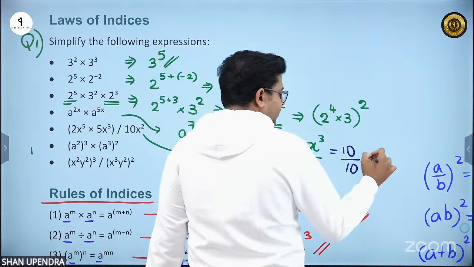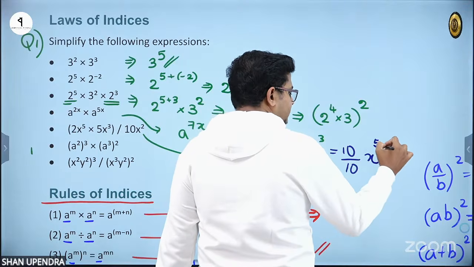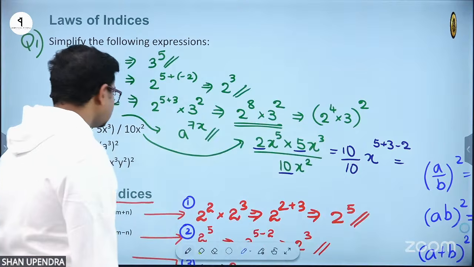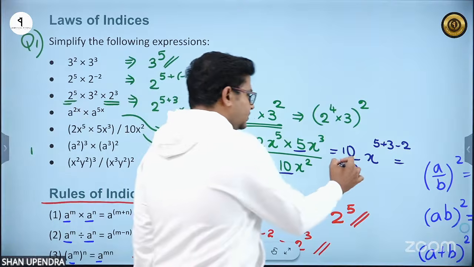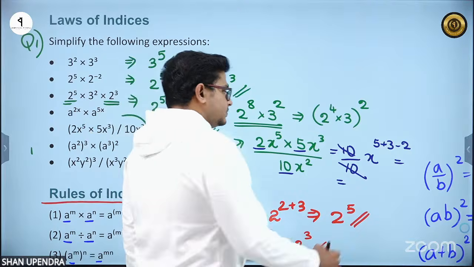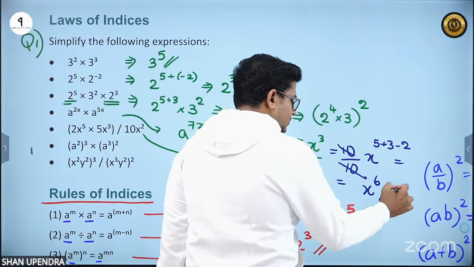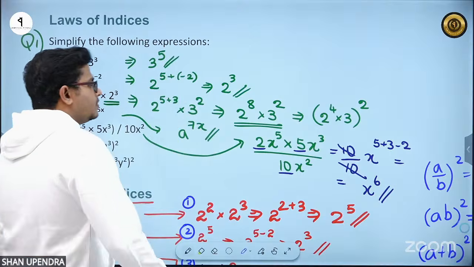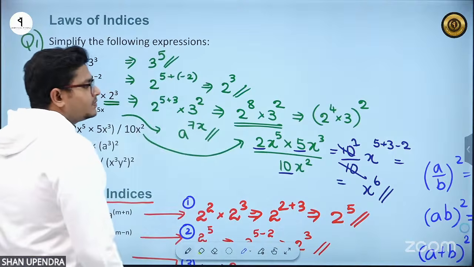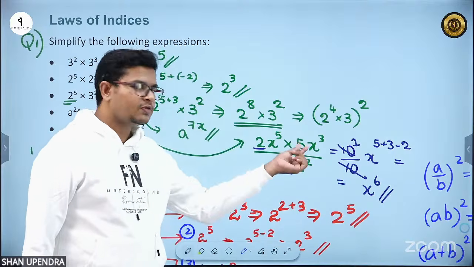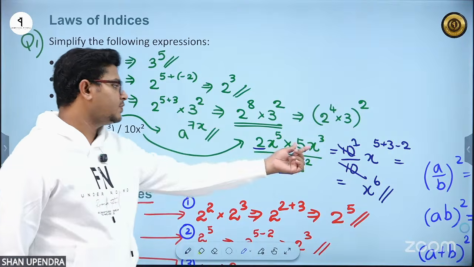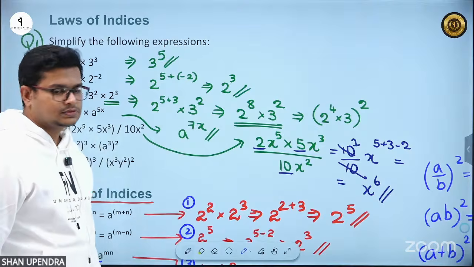So what has happened to the x term? It's 5 plus 3 minus 2. Finally you can represent that one. 10 cancels out, it is 1. So the actual value is now x to the power 6, because this one is 1. Your coefficient becomes 1, 10 divided by 10. So you can calculate the x values in that way.